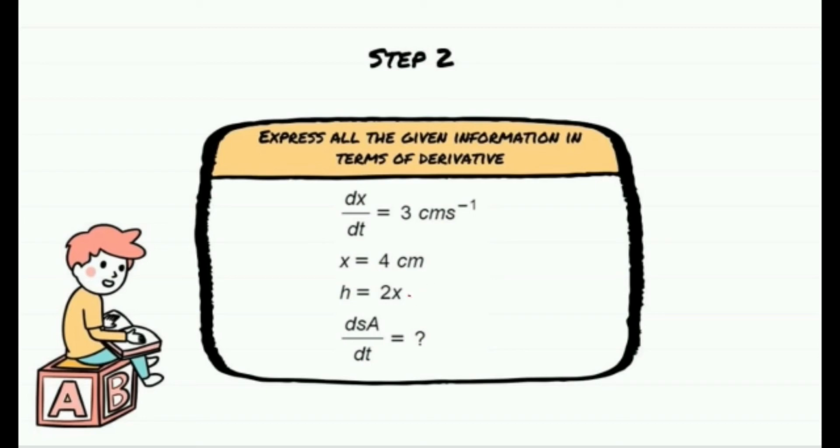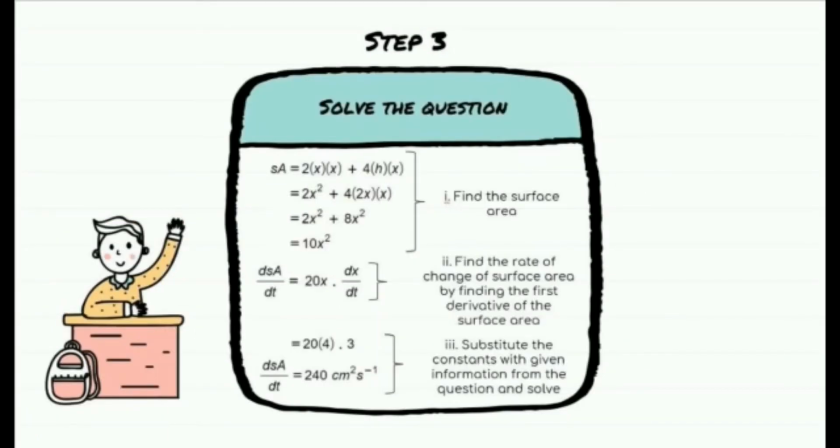And also from the problem statement, we know that the question wants us to find the rate of change of the surface area when x is 4 centimeters, which means the question wants us to find dSA over dt. The last step is to solve the question using all the information that we've acquired.